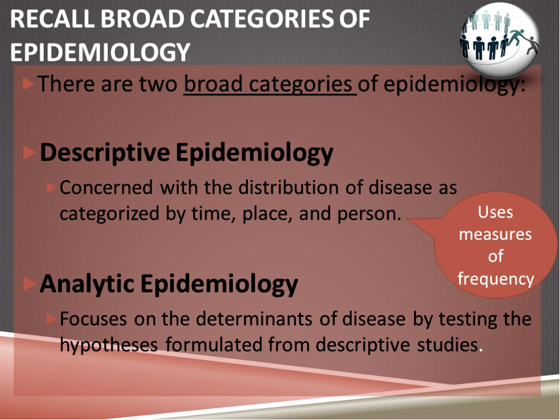So remember, there are two broad categories of epidemiology: descriptive epidemiology, which is concerned with the distribution of disease as categorized by time, place, and person, and these use our descriptive statistical terms and our measures of disease frequency, versus our analytical epidemiology, which focuses on the determinants of a disease by testing a hypothesis. That hypothesis is generally formed from analyzing our descriptive statistics.